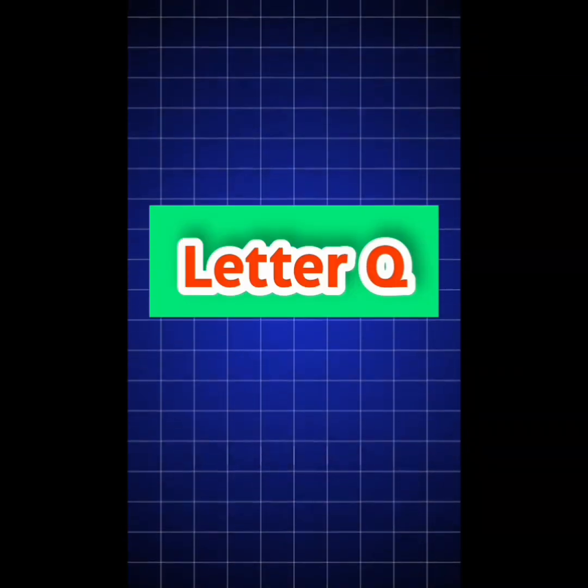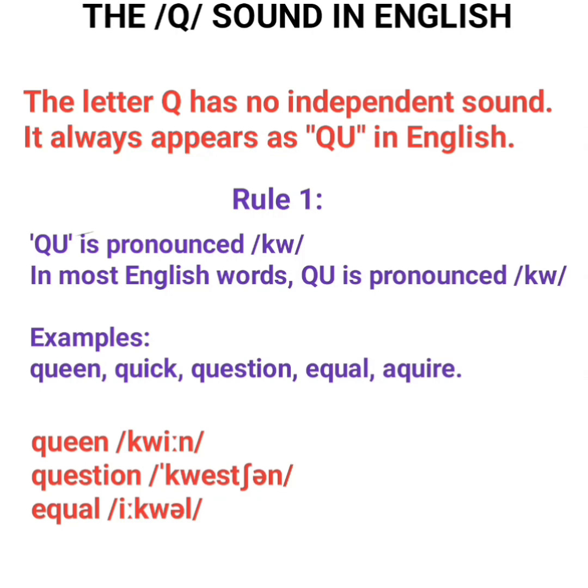Now moving to letter Q sound in English. The letter Q has no independent sound. It always appears as QU in English. It means that Q is always accompanied by U in English language. Both of them usually appear together, and they give qu sound. For instance, in queen, have you seen that we have QU? In quick as well, question, equal, acquire, they all give qu sound. Both Q and U are paired together and they give qu sound.